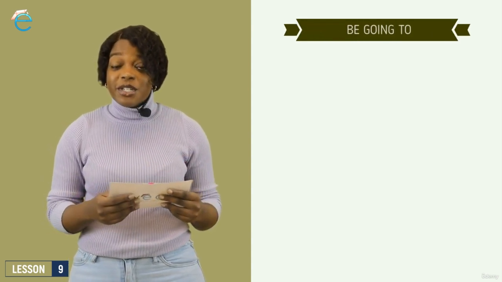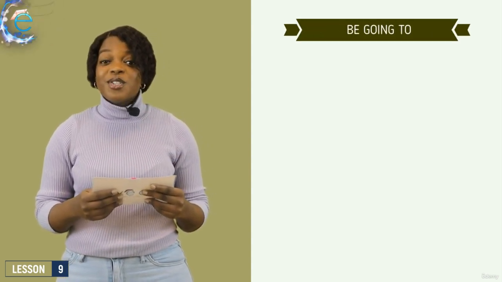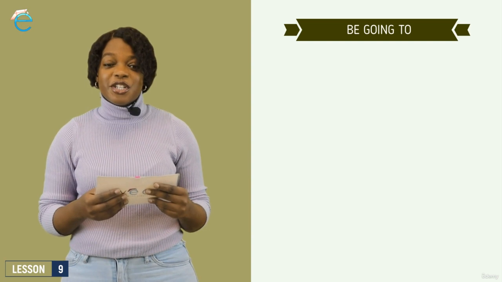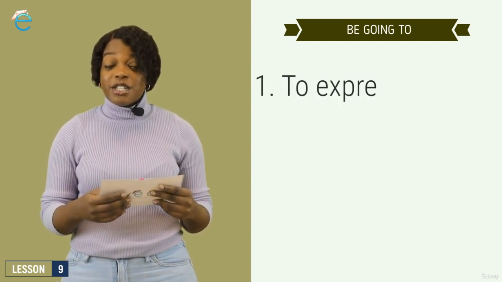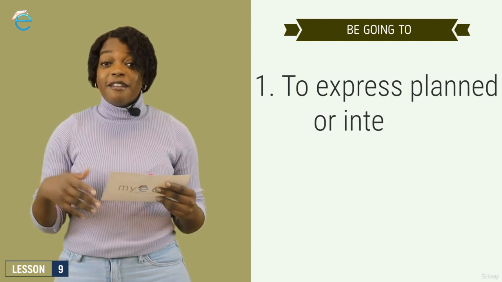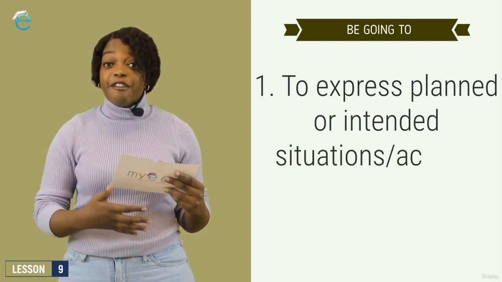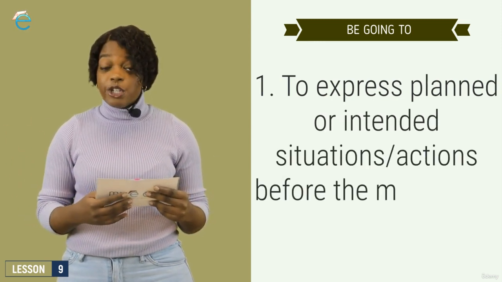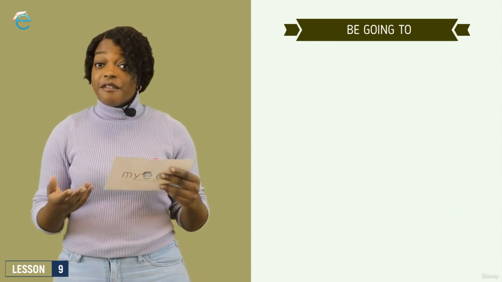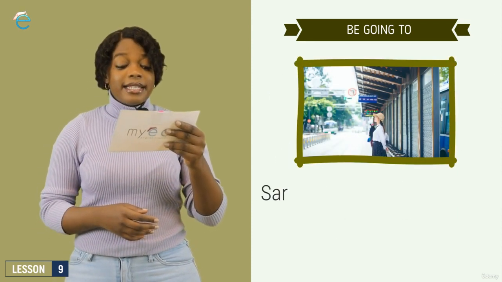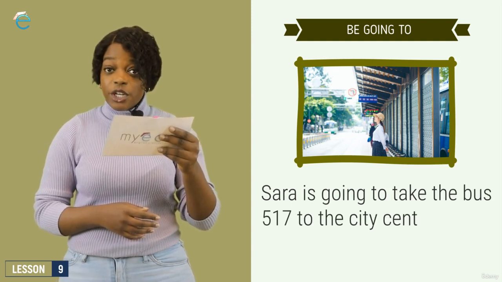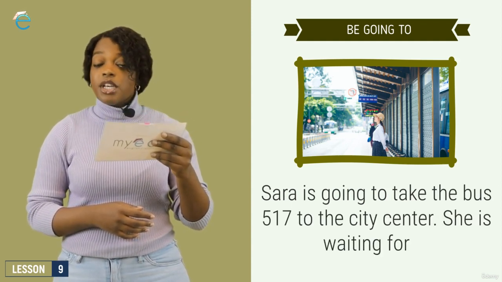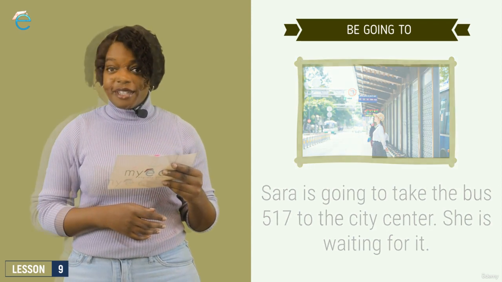Our be going to verb structure also has two main situations where we use it. The first one is when we are talking about a future action that we have planned or scheduled in advance. For example, Sarah is going to take the bus 517 to the city center. She is waiting for it.